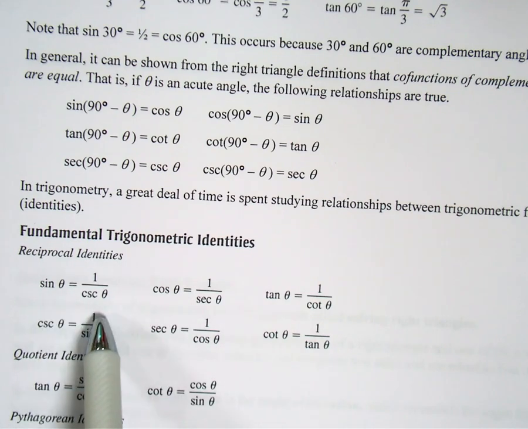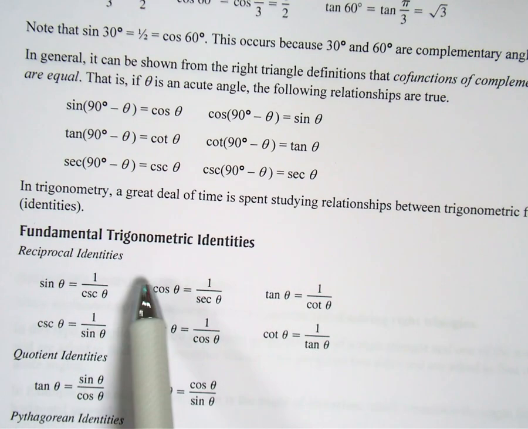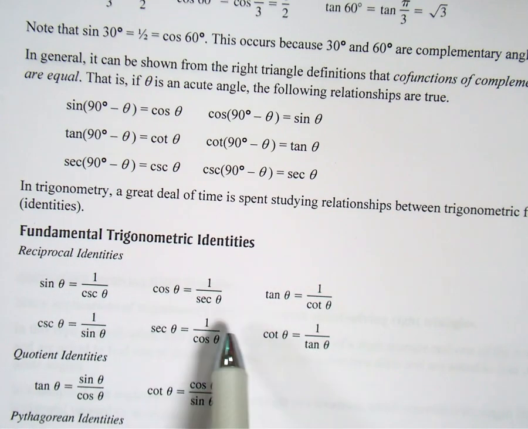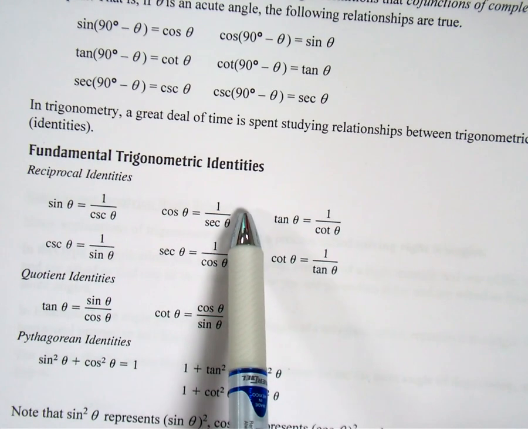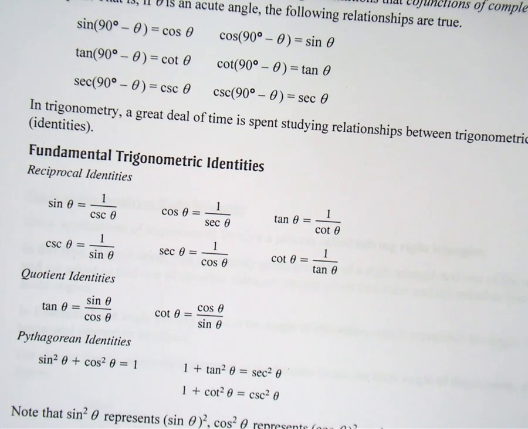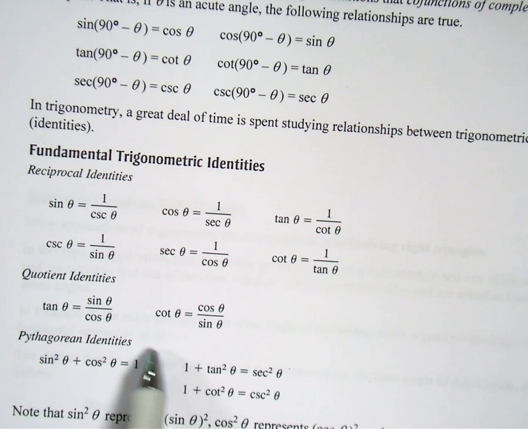Sine equals 1 over cosecant. Cosecant equals 1 over sine. Cosine is 1 over secant. Secant is 1 over cosine. Tangent is 1 over cotangent. Cotangent is 1 over tangent. Tangent is made up of sine over cosine. Cotangent is cosine over sine. Here's some good ones. Pythagorean identity: sine squared plus cosine squared equals 1. That was one of the main things from Algebra 2 when we worked on trig. And then we also have those two.